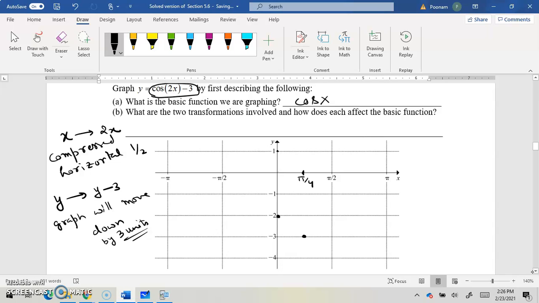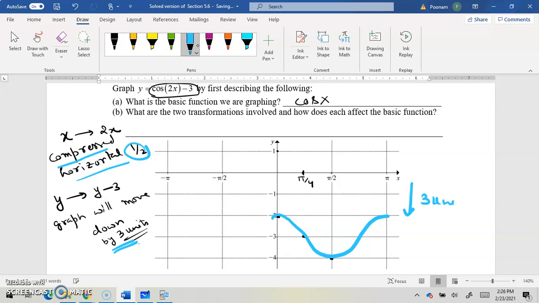So here at pi by 2 the graph was 0, but whatever happens at pi will happen at pi by 2, which is negative 1. So now it is going to go to negative 3 here. So our new graph would look something like this. The original cos function is compressed by a factor of half, and it is moved down by 3 units.